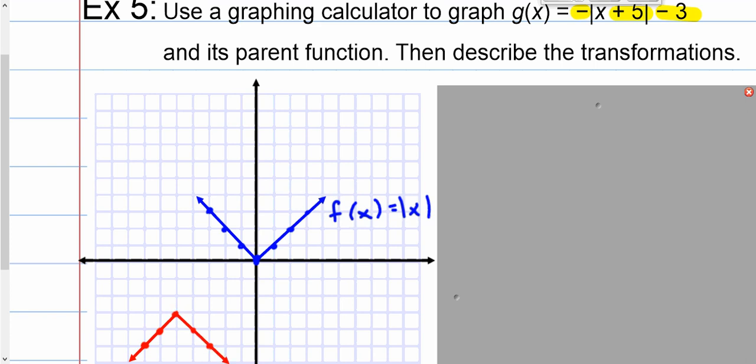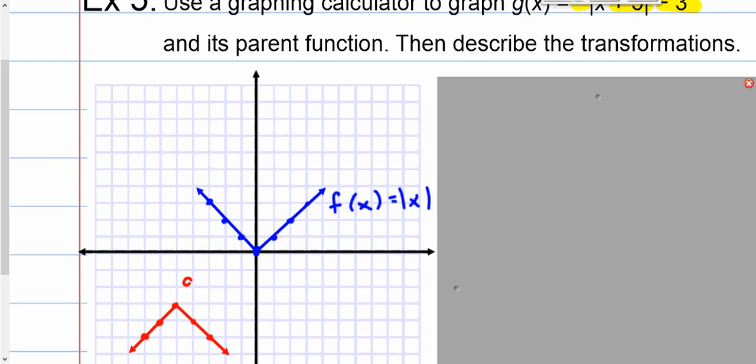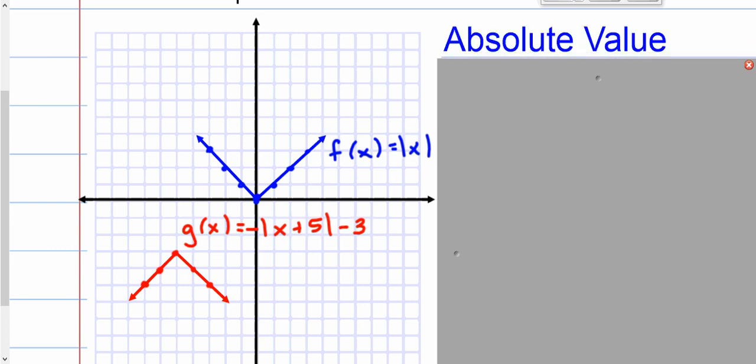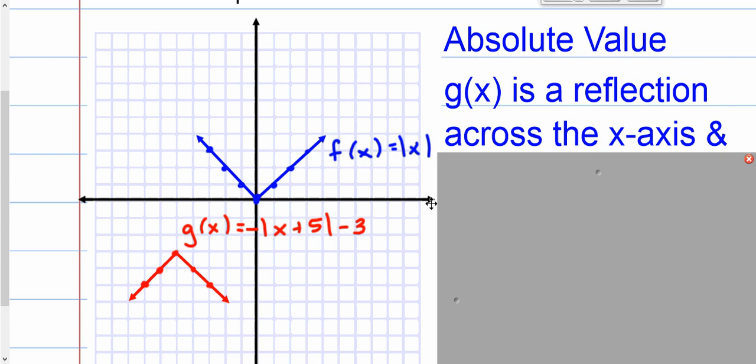All right, so if this is our g of x function, we'll write that down. That's g of x equals negative absolute value of x plus 5 and then minus 3. And like I said, there's several things going on here, and you can kind of tell by the graph what's all happening. For one, it's flipped upside down. So we call that a reflection. It is a reflection across the x-axis. So we have our absolute value. G of x is a reflection across the x-axis. So that's the first thing.